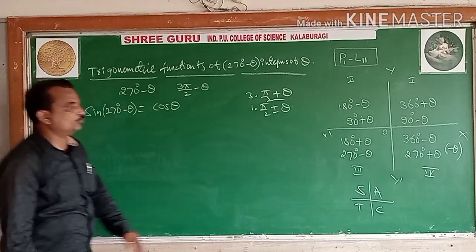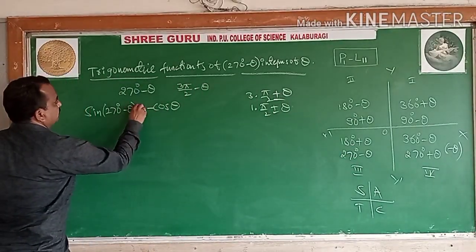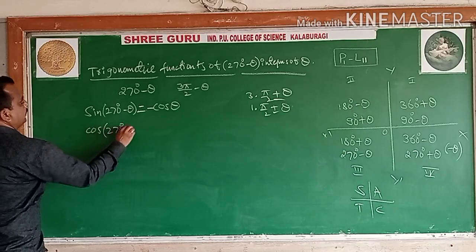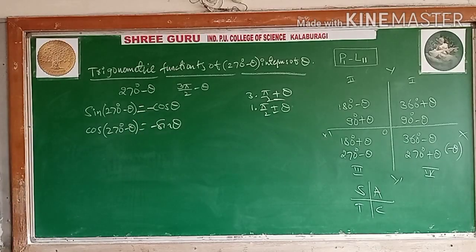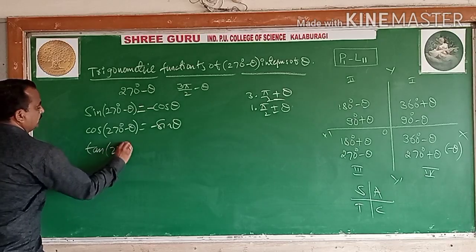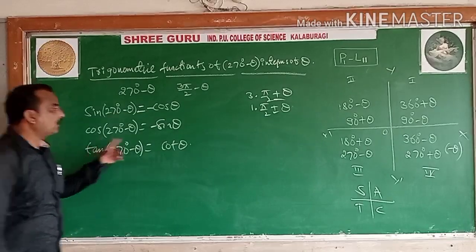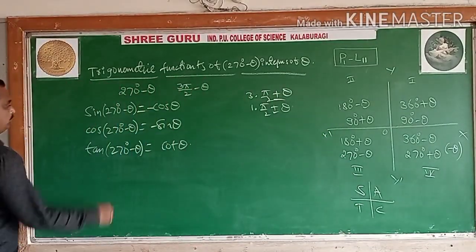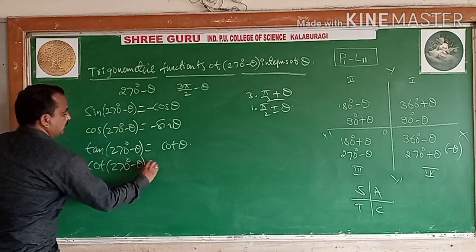Which quadrant angle is it? 270 minus theta, third quadrant angle. So sine positive or negative? Sine is negative. Cos 270 minus theta changes to sine theta. Cos is also negative in the third quadrant. Next, tan 270 minus theta changes to cot. What about cot? Tan and cot are positive in the third quadrant. Positive value it is.